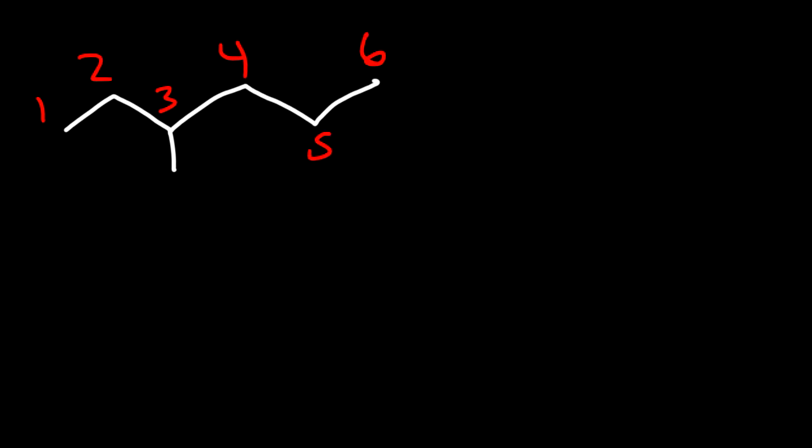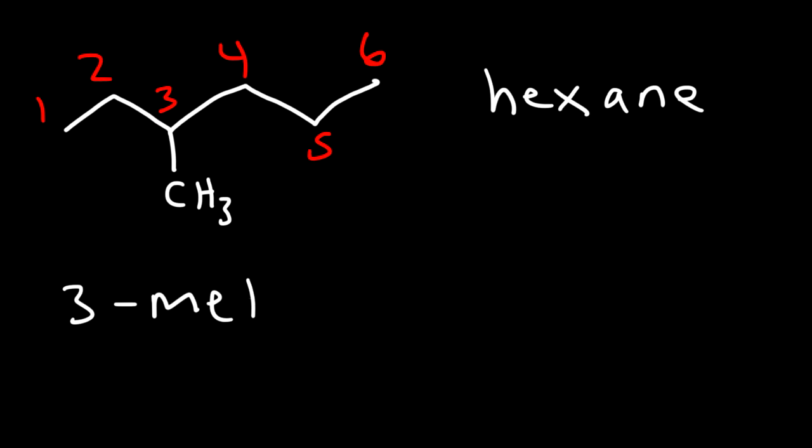Now let's spend a few minutes naming alkanes. How would you name an alkane that looks like this? Let's focus on IUPAC nomenclature. The first thing we want to do is count the parent chain. And we have a methyl group on carbon 3. So first let's name the parent chain, which is hexane, because it has 6 carbons. And we have a methyl group on carbon 3, so this is going to be called 3-methylhexane. And so that's how we can name that particular alkane.